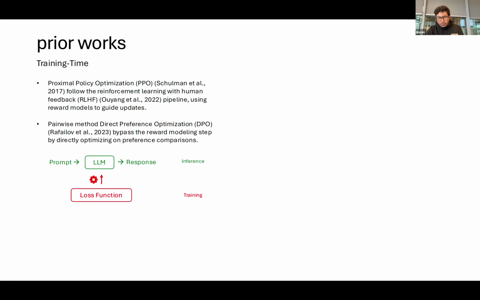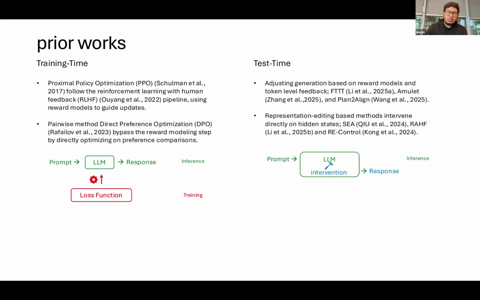If we go back to the related works, we have the famous PPO algorithm and reinforcement learning with human feedback. These are gold approaches to fine-tune an LLM. We have improvements on these methods like DPO, and we have CPO. The fundamental thing about training time alignment is that training and inference are different, so training has to happen every time we need a change in the LLM's behavior. Whereas in test time alignment, the scenario is a bit different.